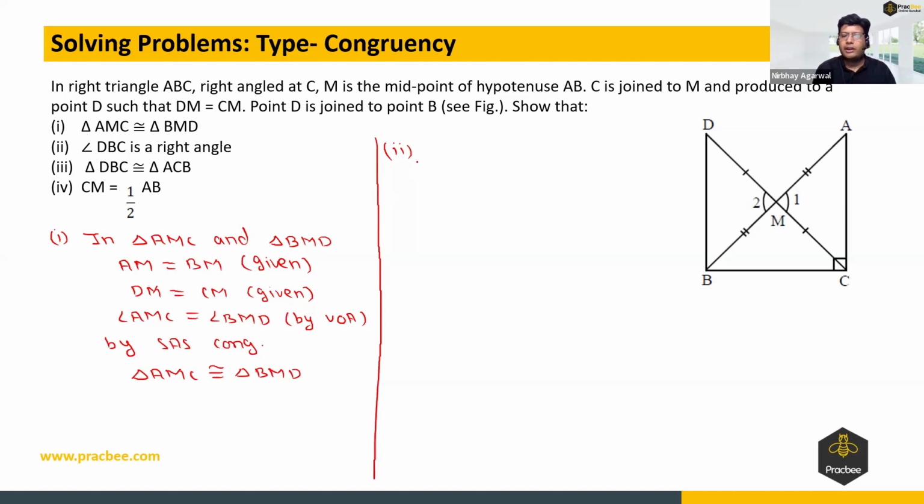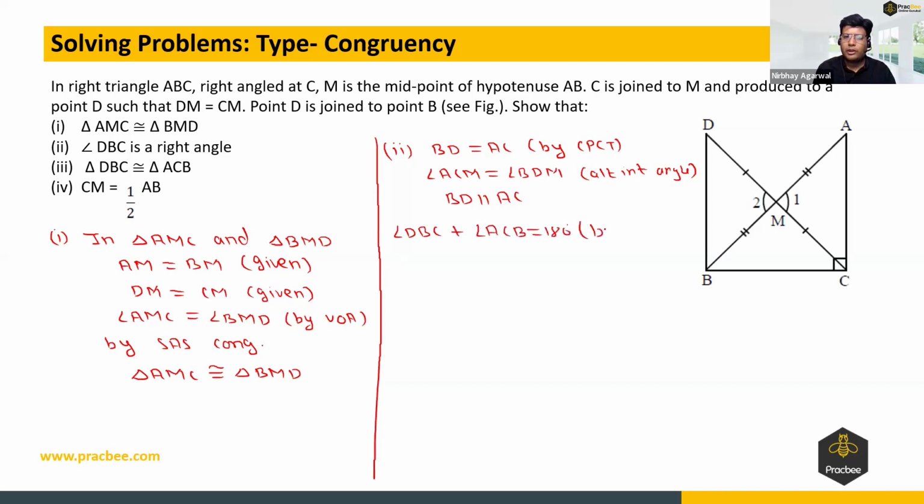Because see, if triangles AMC and BMD are congruent, it means I can write BD is equal to AC by CPCT, right? And angle ACM is equal to angle BDM. So this is the case of alternate interior angles, right? So accordingly, I can say BD is parallel to AC. If both lines are parallel, I can write angle DBC plus angle ACB is 180 degrees by co-interior angles.